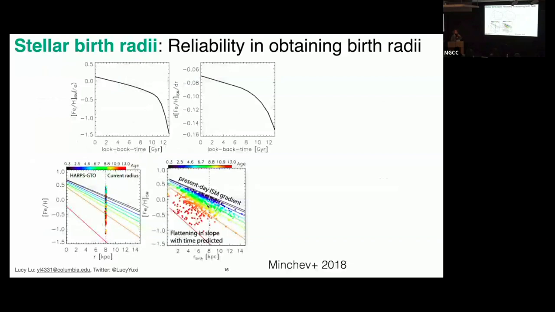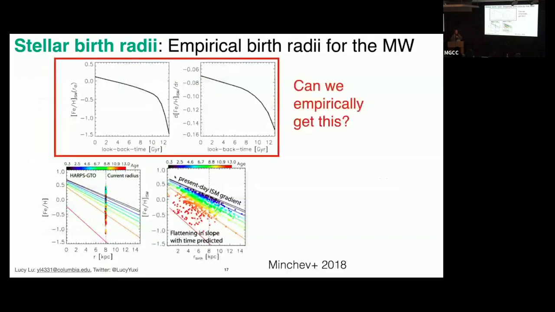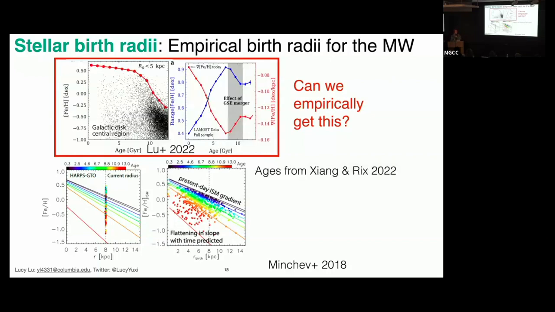So one big assumption here is that we have to know how the metallicity of a certain point in the galaxy evolves over time and how the slope of this ISM evolves over time as well. One thing that we did last year is to understand whether we can get these two empirically. So we used ages from Rix 2022 and some Lemos abundances, and we're able to empirically obtain the inner galaxy metallicity profile over time, as well as the slope of the ISM gradient.